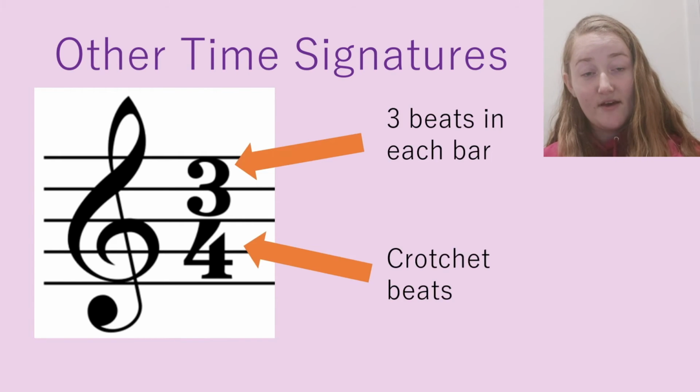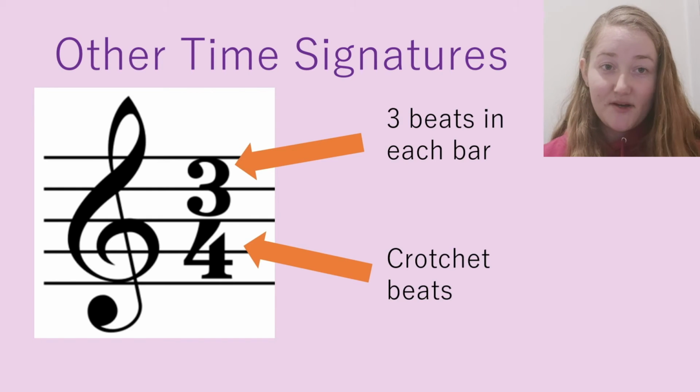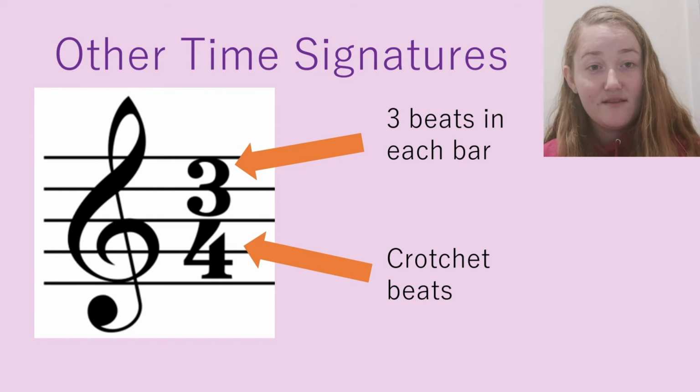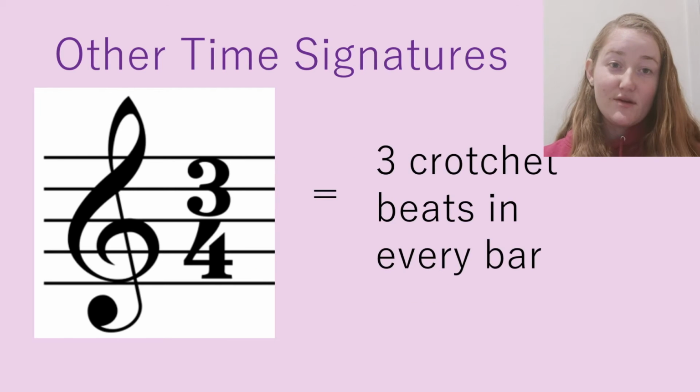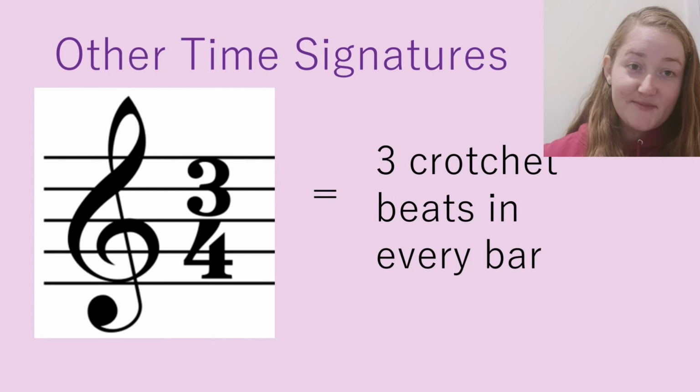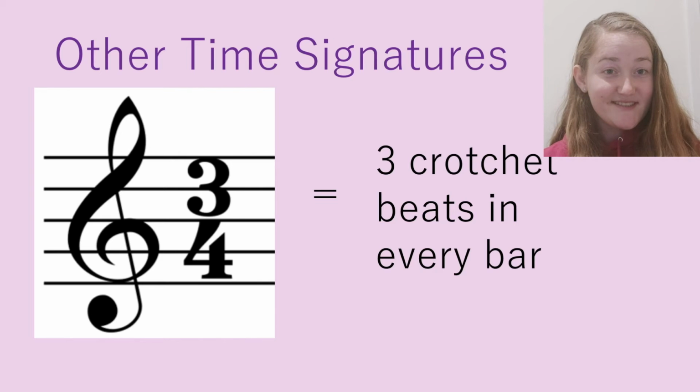3/4 means that there are 3 beats in every bar, and the 4 means that the type of beat is a crotchet beat. So there are 3 crotchet beats in every bar. Did you get it right?